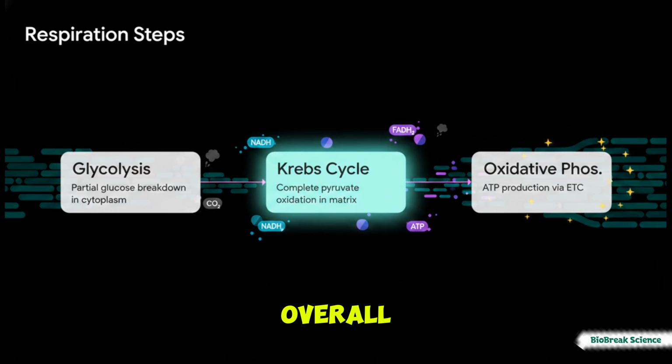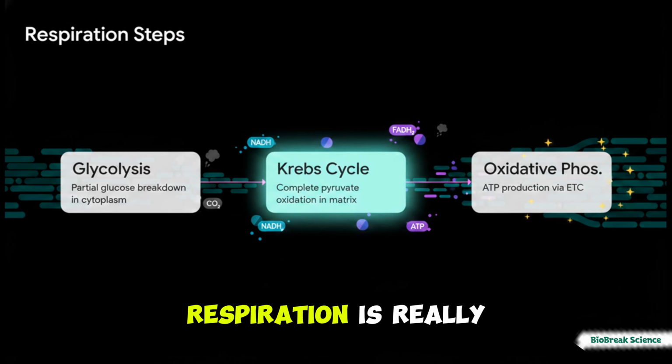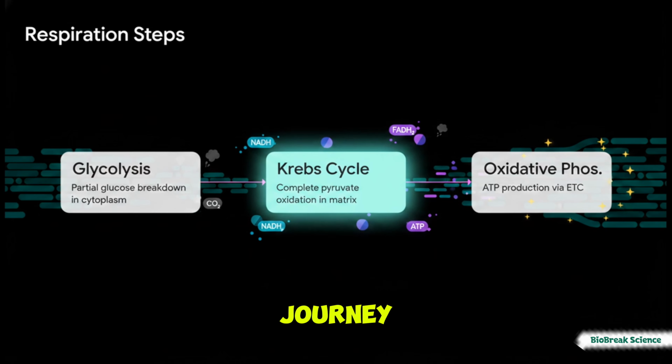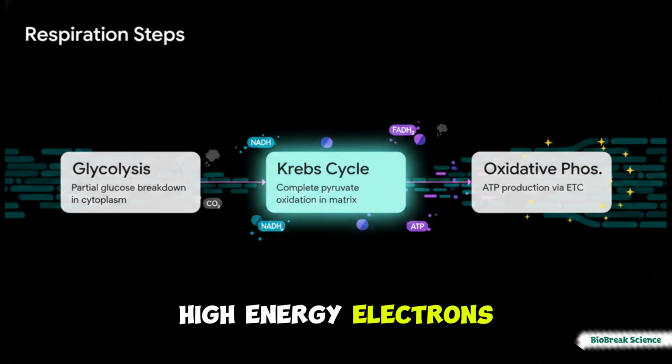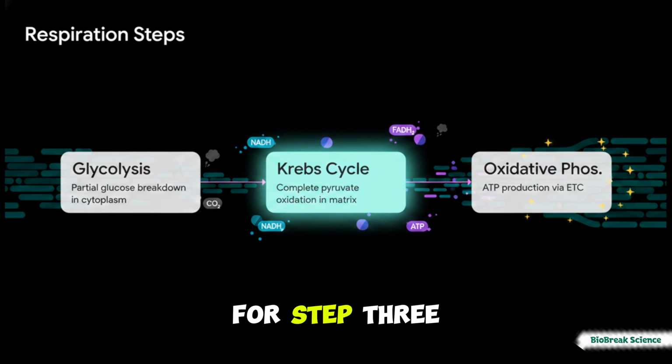Looking at our overall roadmap here, cellular respiration is really a 3-step journey. Glycolysis is step 1. The Krebs cycle, which is step 2, is the crucial bridge. It's prepping all these high-energy electrons that are going to be absolutely vital for step 3, which is oxidative phosphorylation.